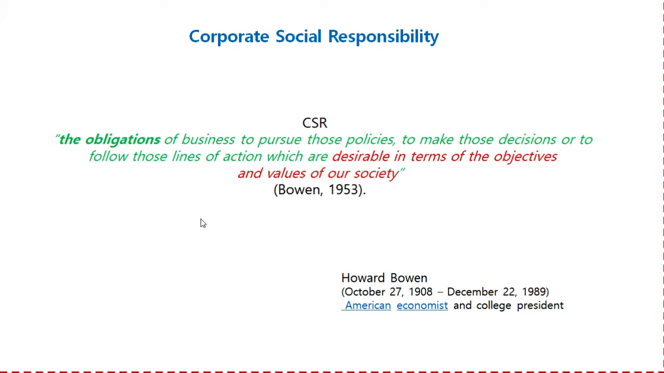So, in a word, CSR is related with desirable policies of a corporation in terms of the objectives and values of the society. And it is the corporate obligations. And for your reference, Howard Bowen was the pioneer in CSR research, and he was an American economist and college president.